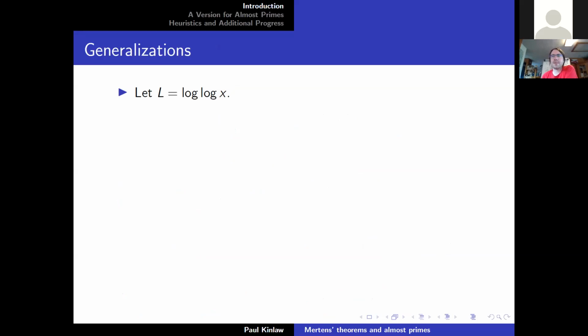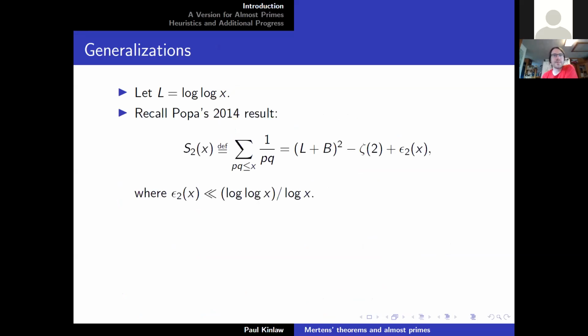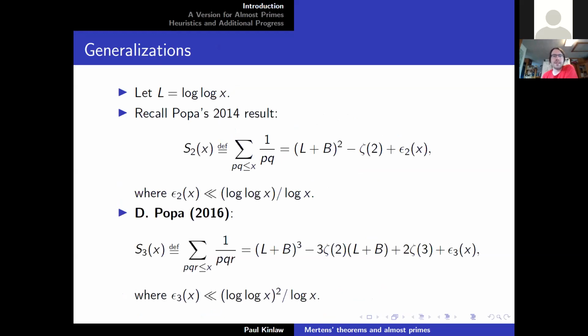So let's let L be double log x for convenience. And this ominous condition is sort of a telltale sign of a number theory conference. Recall Popa's 2014 result, from the previous slide. In 2016, he proved a similar estimate for the sum of reciprocals of pqr over all ordered triples of primes p, q and r whose product is less than or equal to x. So now we have double log x plus B cubed, and then some smaller order terms.